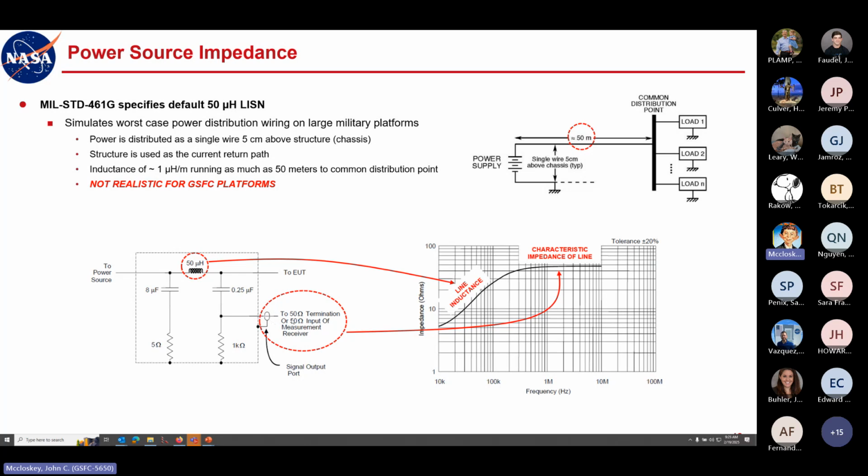is provided by the 50 ohm termination of your measurement device. So it's not a physical 50 ohm resistor inside the LISN, but it gives you a measurement port here, a coaxial connector. And you connect a 50 ohm cable to it and then go off to your measurement receiver or whatever device, but with a 50 ohm input.